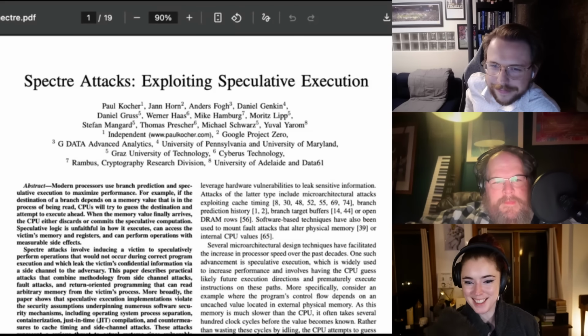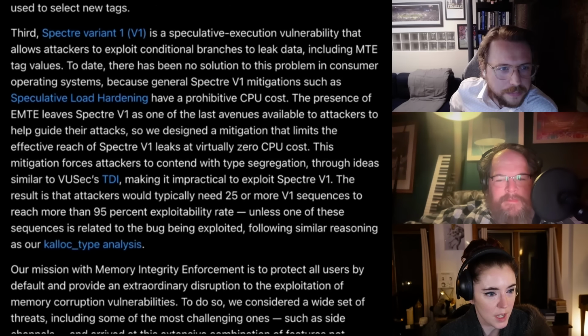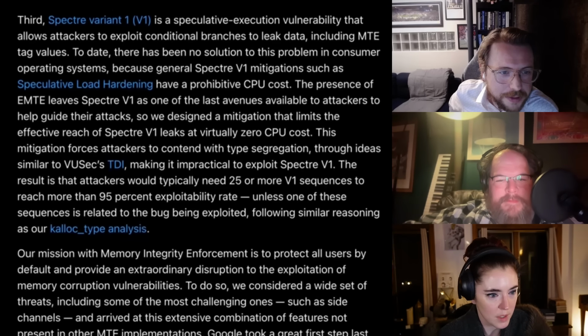Oh, sorry. Money, please. Let's see if we can cover the rest of this real quick. Okay, I don't think there's much left to cover on Spectre. No solution is perfect, blah, blah, blah.